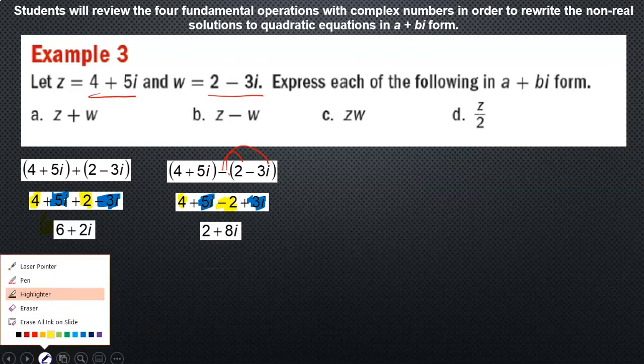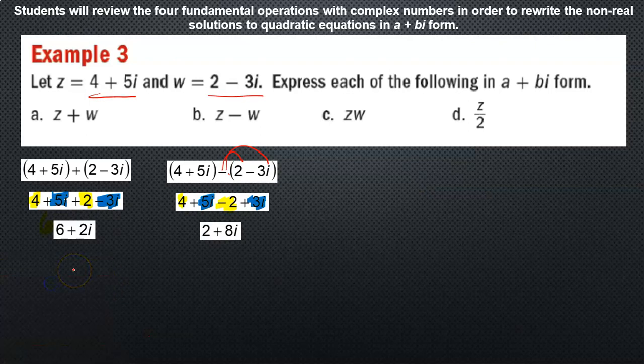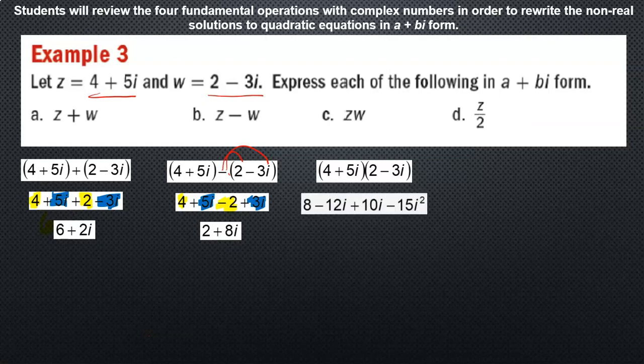Now, when we multiply these, you do the same thing. You're just going to FOIL. So 4 times 2 is 8. 4 times negative 3i is negative 12i. 5i times 2 is 10i. And 5i times negative 3i is negative 15i squared.